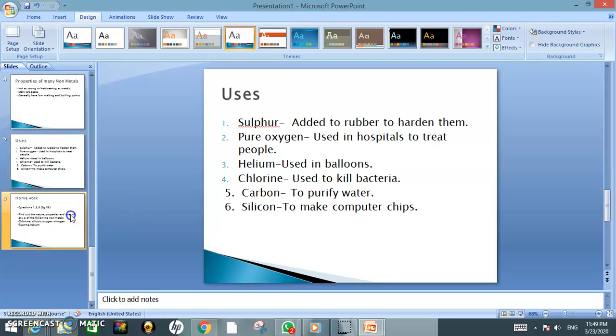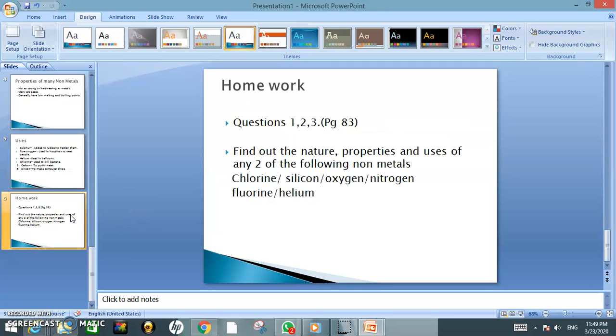Well, it was a short lesson. Now, in the last slide, I've given you the homework. It is questions 1, 2 and 3. You can just put a sticky note and just name the 5 non-metals. It's very simple. Question number 2 and question number 3 are very important right there.